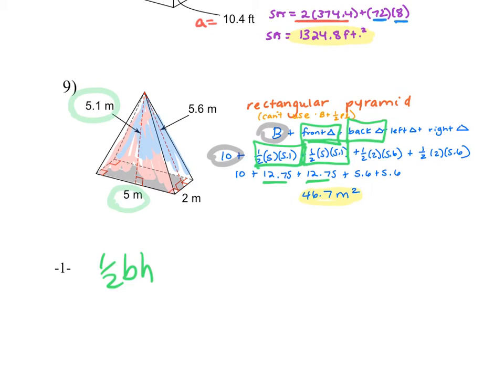Then I have to do the left and the right. So my left triangle and my right triangle here are in green. It's got a base of 2 and a height of 5.6. So 1/2 base times height for left and right. And that'll give me 5.6 when I multiply, and then I add up the 5 numbers. So when it's a rectangular pyramid, you can't use the formula. You have to find the faces separately and add them up.